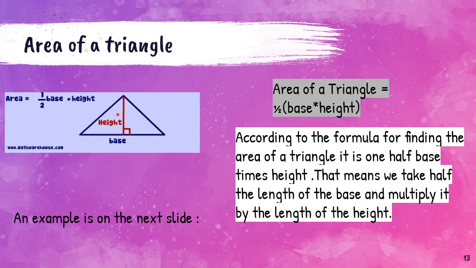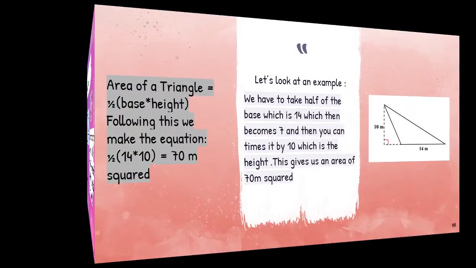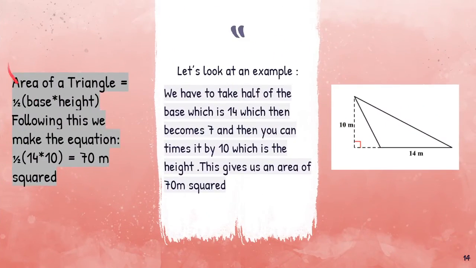So you could do this, height times base, and divide by 2. Or you could just take 1/2 of the base and times it by the height. It's your choice, whatever works for you, and it's easier for you, obviously. So let's look back to the formula. Area of a triangle is found by multiplying the base times height and then dividing it by 2, or in other words, multiplying it by 1/2. Following this, we can make the equation.